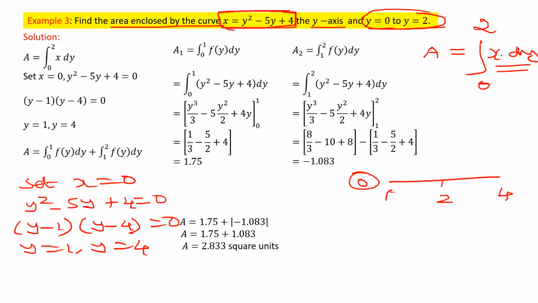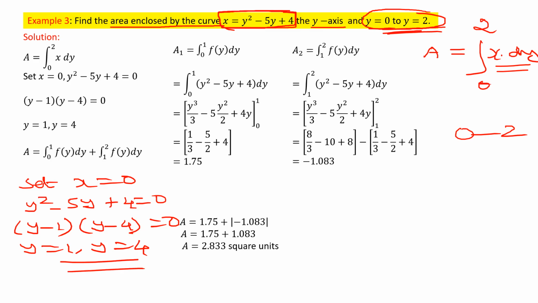So this I can split into two parts. This 4 also is not included in the region. So here my given limits are 0 to 2. So between 0 to 2, I have to check whether these two values are inside or outside. So we have 0 and we have 2. So 1 should be here, but 4 should be outside of the region.